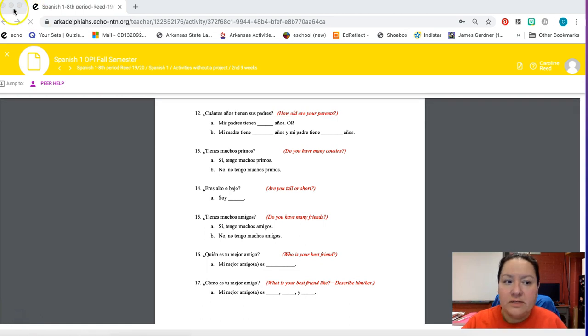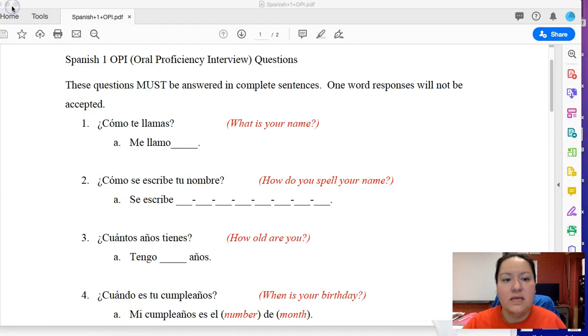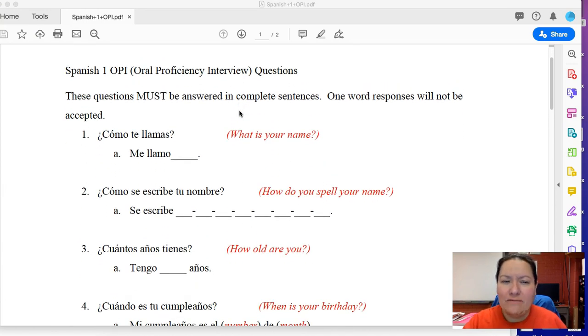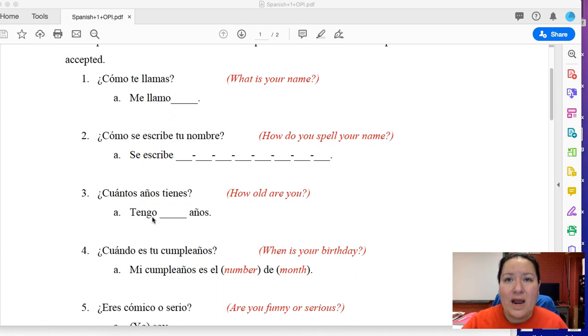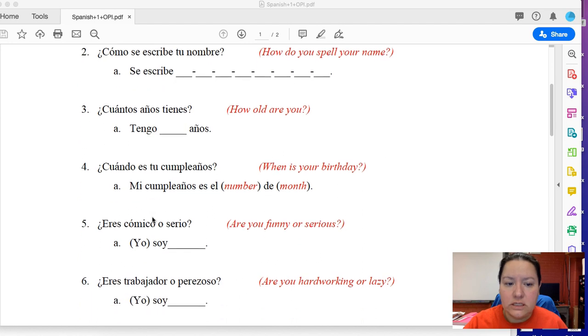Now, I've already saved it to my computer, so I'm going to minimize this, and I actually have it open in Adobe. And I wanted to have a bigger screen so I can go over these questions. If you notice on this PDF, to the right of each question, I have typed in red and italicized what that question actually means in English, just to kind of assist you. And then underneath each question, I have your guided response to each question.